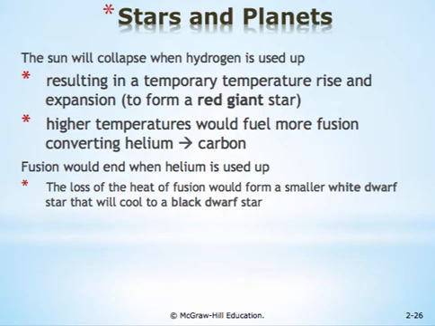The sun will collapse when the hydrogen is used up, just like any other star. This will result in a temporary temperature rise and expansion to form a red giant star. Higher temperatures would fuel more fusion, converting helium to carbon. The fusion would end when helium is used up. The loss of the heat of the fusion would form a smaller white dwarf star that will cool to a black dwarf star.